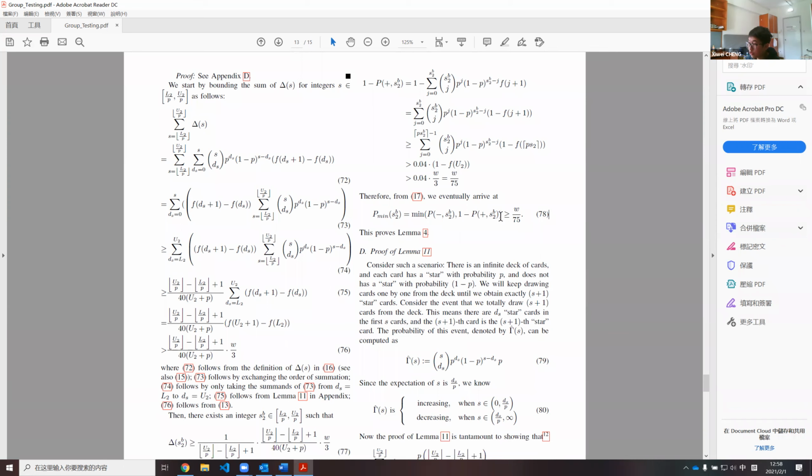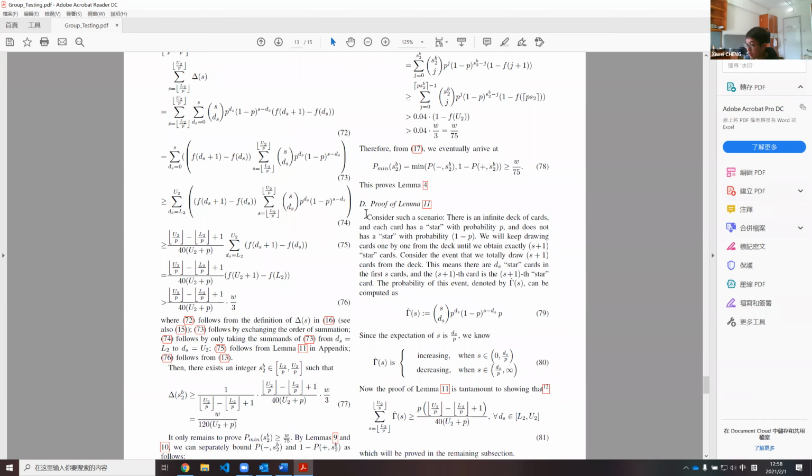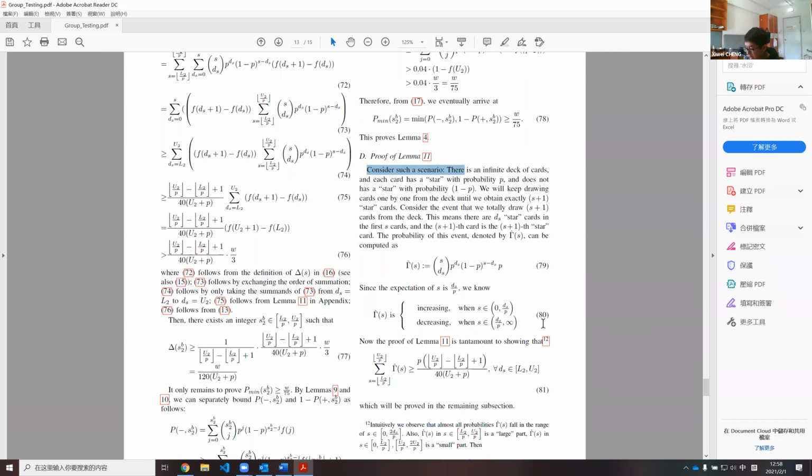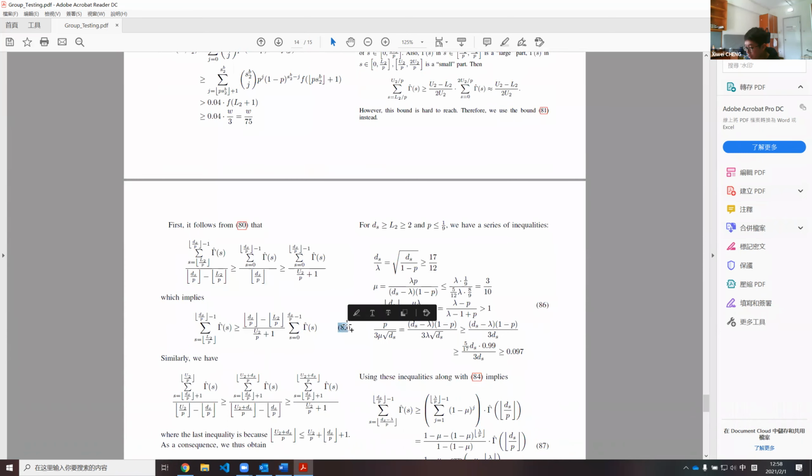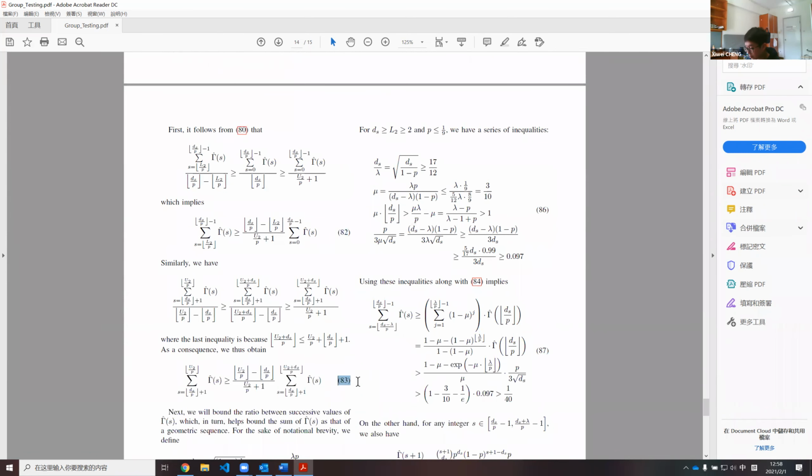The last lemma we need to prove is lemma 11. In this proof, we first change the scenario into another one, so it can help you better understand it. So we can easily obtain 80 from the given scenario. And then using monotonicity, we obtain equations 82 and 83, which change the original summation into a summation that is easier to bound.